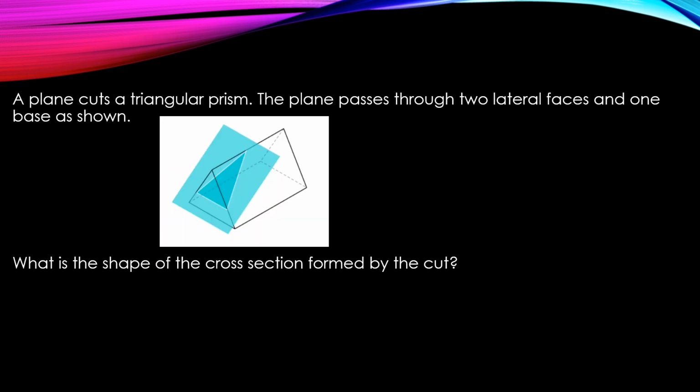Alright, so a plane cuts a triangular prism, and the plane passes through the two lateral faces of the figure shown. What is the shape of the cross section formed by the cut? Well, whenever you're looking at these, you want to pay attention to this dark blue part in the center. So if I were to take that, it would look like this, or a triangle. So a triangle would be the cross section formed by this.